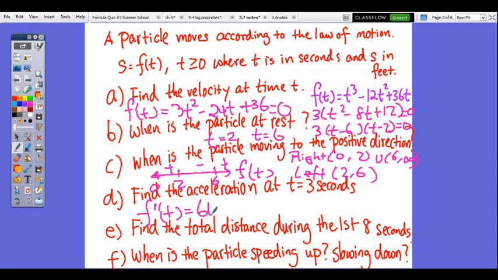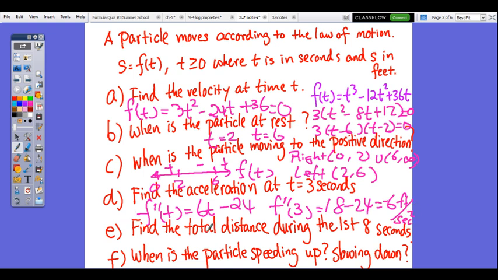So we do have 6t, the derivative of the first derivative, minus 24. Now you want to find out the acceleration at 3 seconds, so we plug in the time. So we have 6 times 3, which is 18, and then minus 24. So 18 minus 24 is negative 6. And the unit for this one would be feet per second squared.